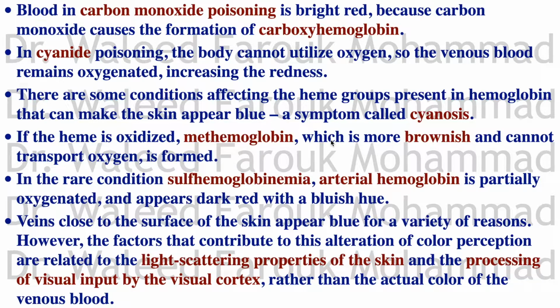Also in cyanosis, due to certain conditions, can make the skin appear blue. If the heme is oxidized, methemoglobin forms, which is brownish in color and cannot transport oxygen. Also, in rare cases of sulfhemoglobinemia, arterial hemoglobin is partially oxygenated and appears dark red in color. Veins evident near the skin appear blue. This is because of the light scattering properties of the skin and the processing of visual input by the visual cortex rather than the color of the blood itself. Of course, the color of blood is not blue.